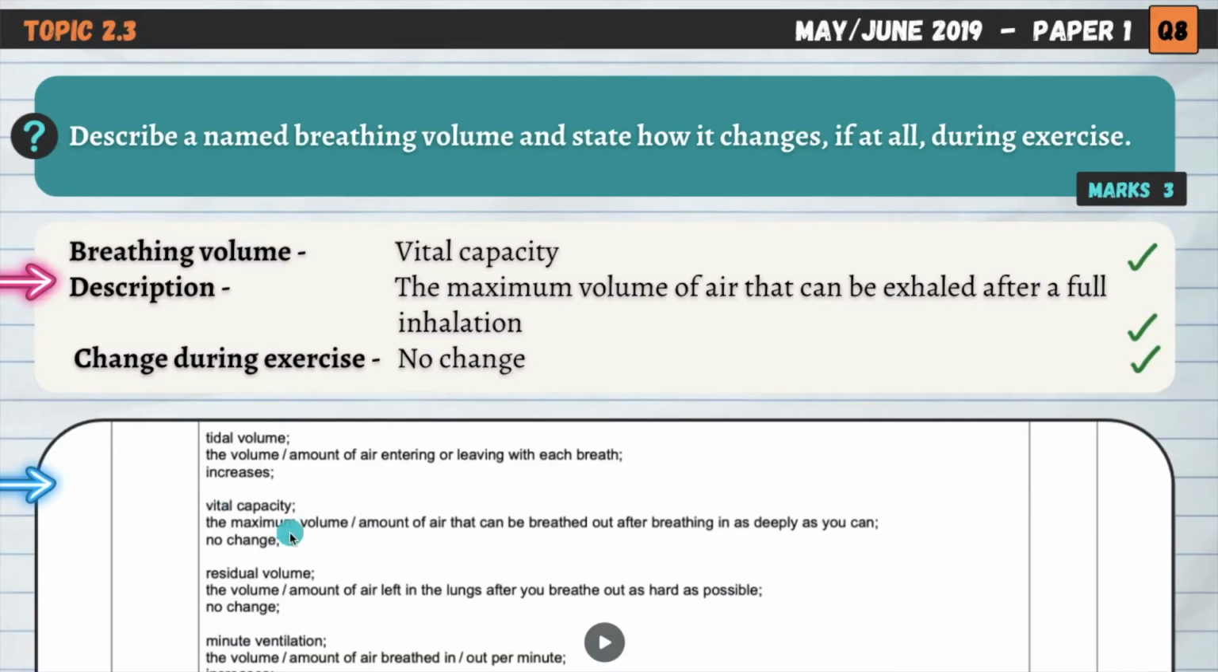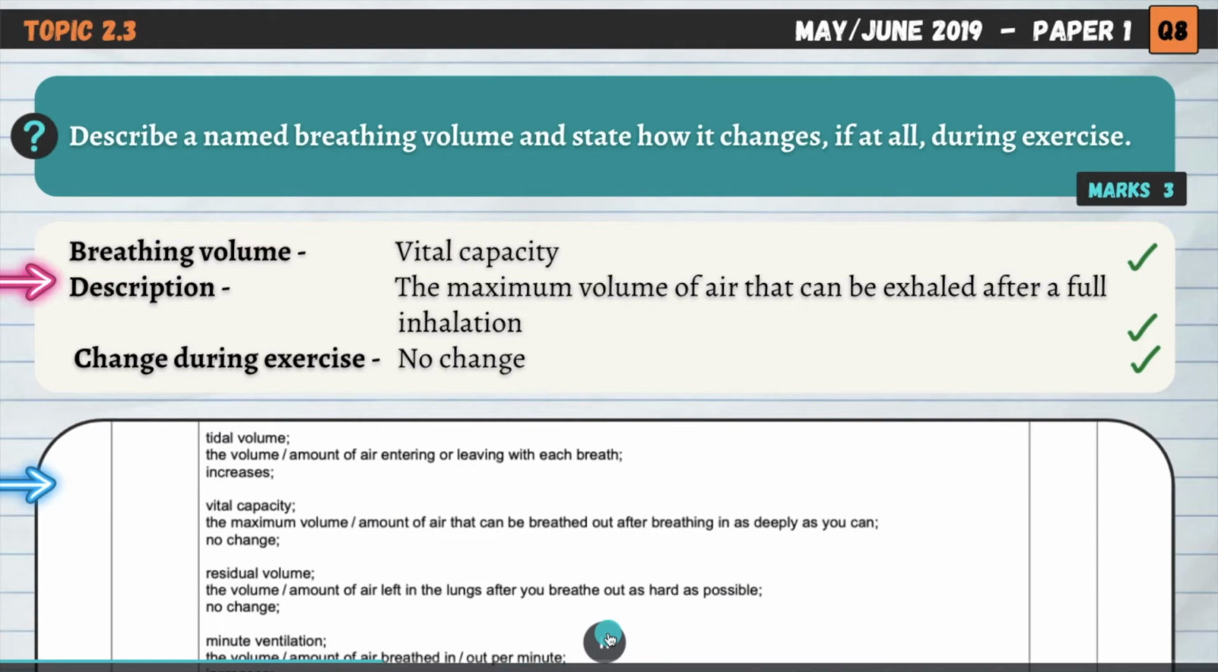Vital capacity is the one that I chose for my example answer, but we could have also gone for residual volume, or the volume or amount of air left in the lungs after you breathe out as hard as possible. So after that vital capacity, that maximum out breath, how much air is left in the lungs at the end, that's called the residual volume, and that one doesn't change either.